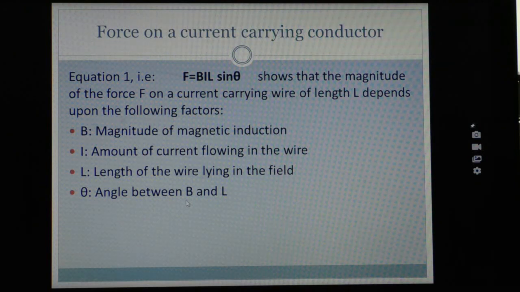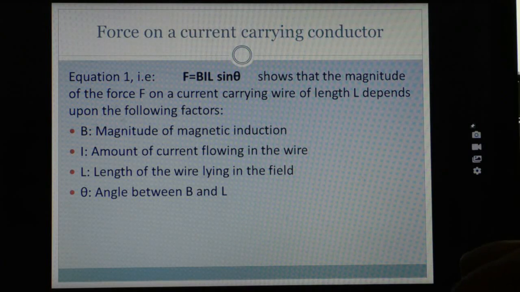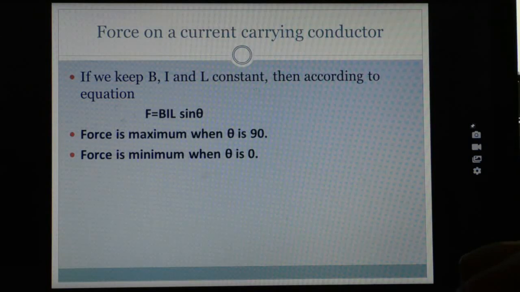Theta is the angle between the two vectors L and B, meaning how the conductor is placed in a magnetic field, at which angle it is placed. If it is placed perpendicularly, then the magnetic force would be maximum. Why? Because in that case theta would be 90, and we all know sine of 90 is 1. So the maximum force would be given by F is equal to BIL.